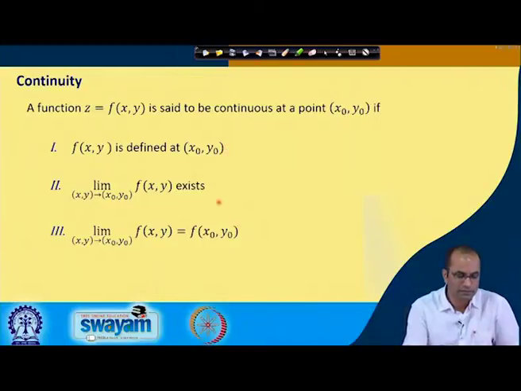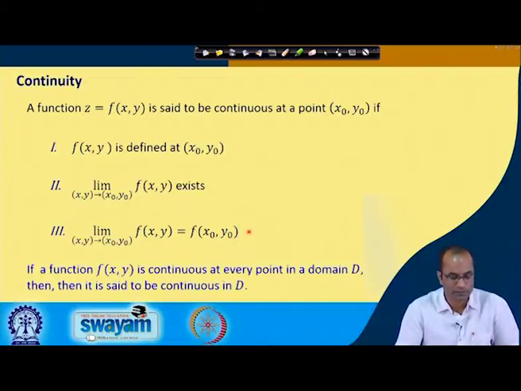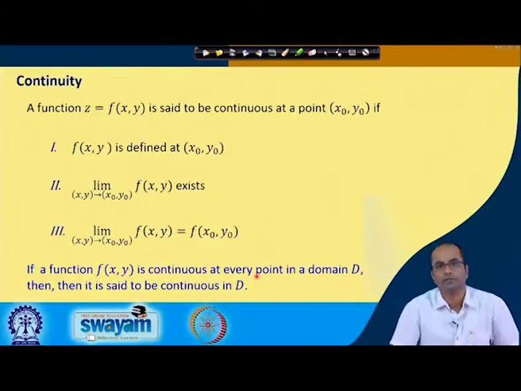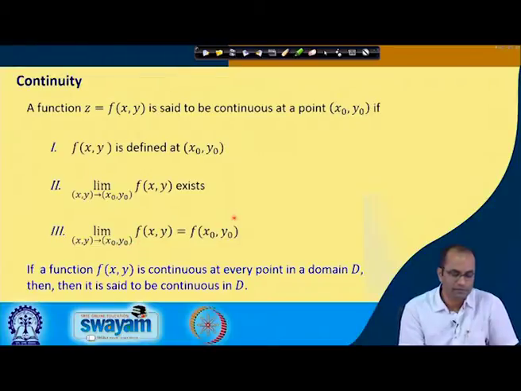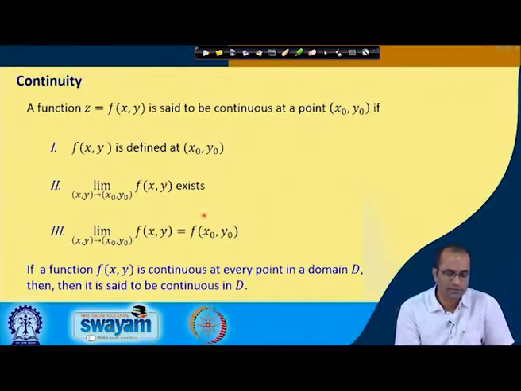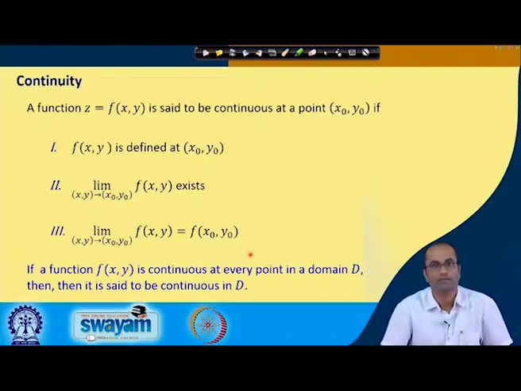If all these three conditions are met, so the function is defined, the limit exists, and the limit is equal to the functional value at (x0, y0), then we call the function continuous at the point (x0, y0). And if a function f(x, y) is continuous at every point in the domain D, then we call that function continuous in that domain D. So, eventually here continuity is basically finding the limit as (x, y) goes to (x0, y0), and then observing that this limit should be equal to the function value at (x0, y0).